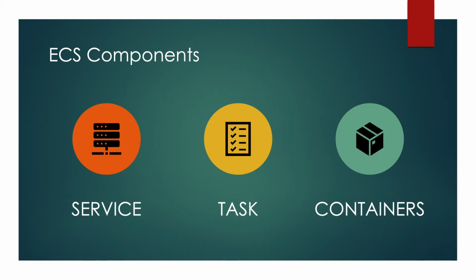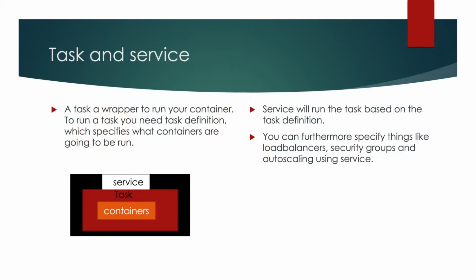So the components of ECS include services, tasks, and containers. We now know what containers are and what ECS is. Let's take a look at what tasks and services are in ECS. In ECS, we have a thing called a task, which is a wrapper to run your container. In order to run your task, you need to specify the task definition, which specifies what containers are going to be run. On the other hand, services will run tasks based on the task definitions.